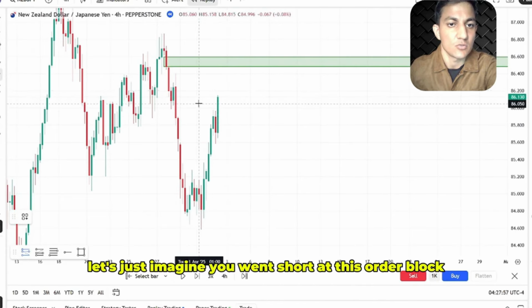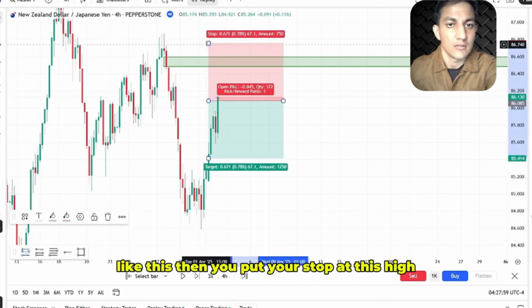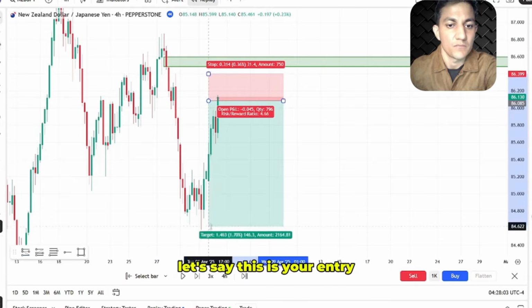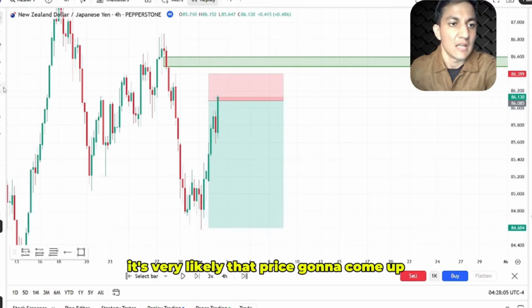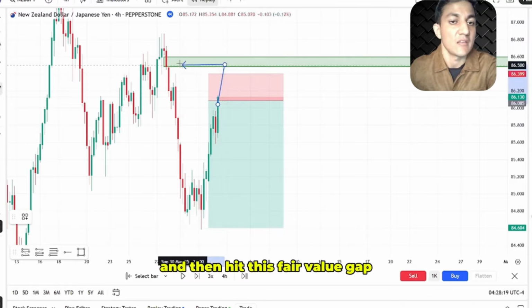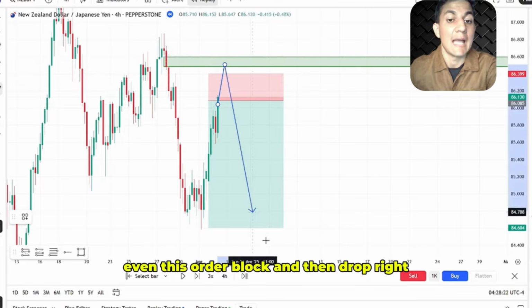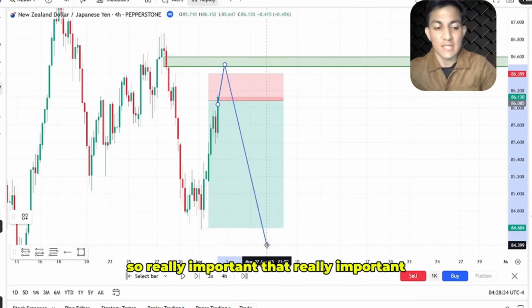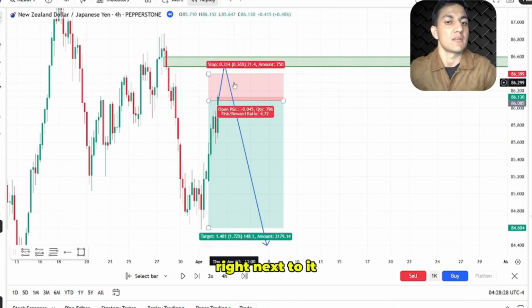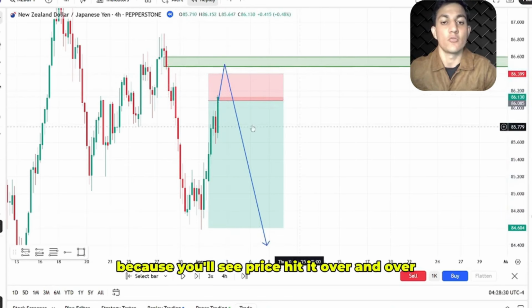Let's just imagine you went short at this order block like this, and you put your stop at this high and you were going to target this low. Let's say this is your entry. It's very likely that price is going to come up, take out your stop loss here, and then hit this fair value gap, even this order block, and then drop. So really important. Never put your stop loss when there's a fair value gap right next to it, because you'll see price hit it over and over and over again.